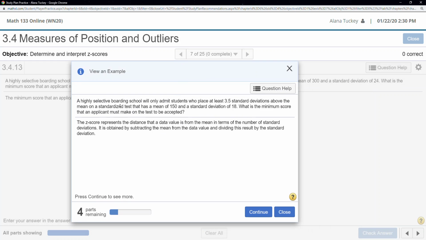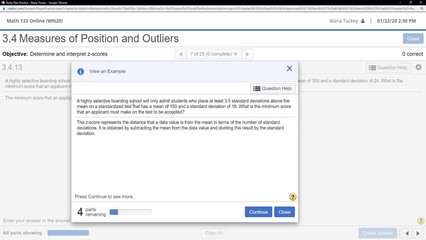It says a highly selected boarding school will only admit students who place at least 3.5 standard deviations above the mean on a standardized test that has a mean of 150 and a standard deviation of 18. What is the minimum score that an applicant must make on the test to be accepted?